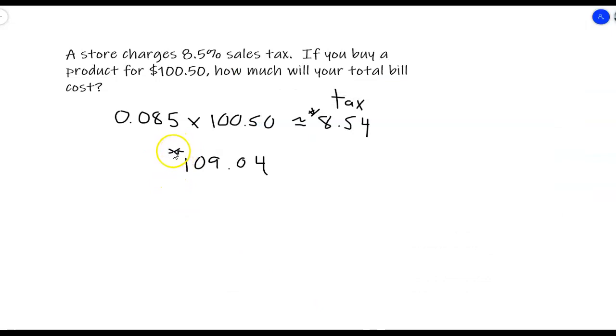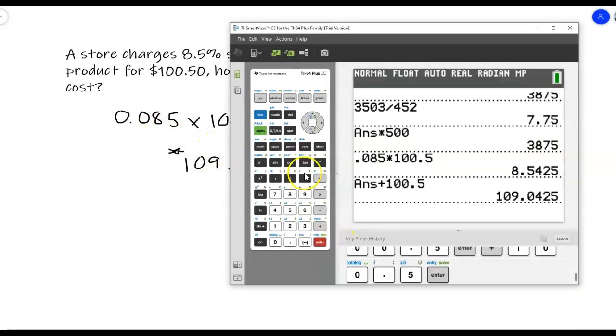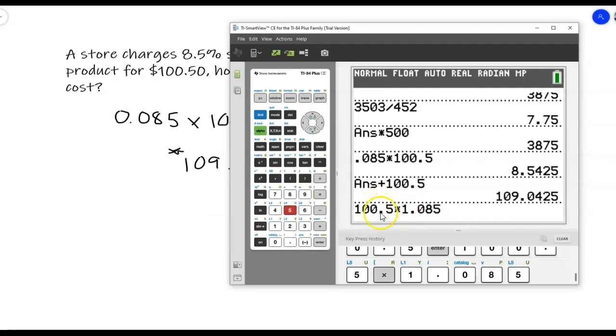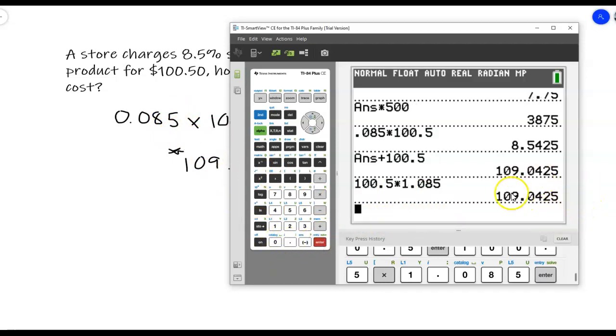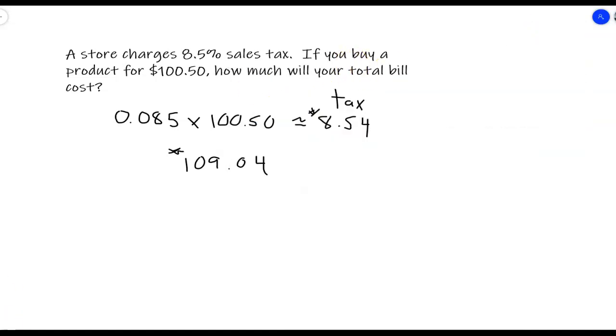And we can also do this in a single step here. We can, if we wanted to, multiply 100.5 times 1 plus our tax rate, so that'd be 1.085, and the reason being is the 1 calculates the amount of the purchase, and then the 0.085 represents the tax, and when you multiply together you get the same answer there. So you can also do it in one step if you like. Alright, let's take a look at the next problem.